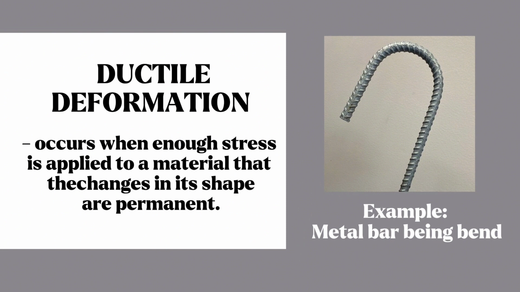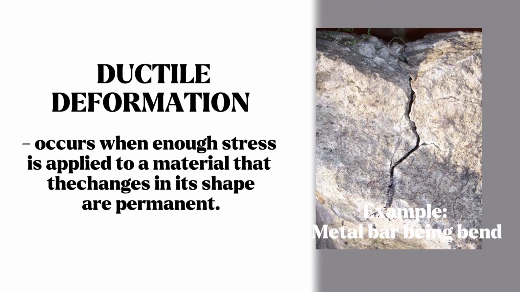Next is ductile deformation. Ductile deformation occurs when enough stress is applied to a material that the changes in its shape are permanent. An example of this is a metal bar that is being bent. If you bend the metal bar too far, it can be permanently bent out of shape and the material is no longer able to revert to its original shape.